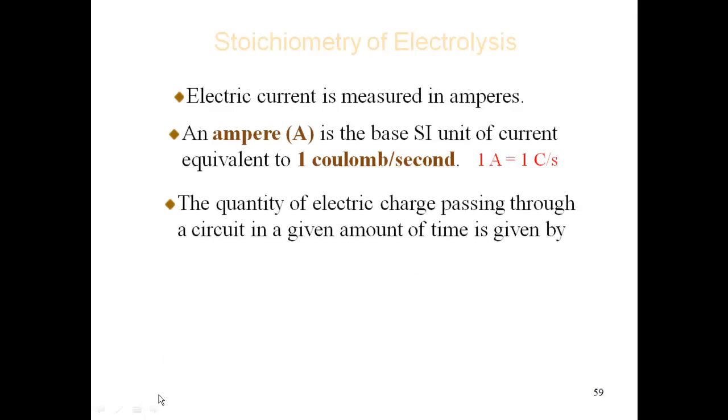The quantity of electric charge passing through a circuit in a given amount of time is given by the following equation. Your electric charge, meaning your coulombs, is equal to your electric current in amperage, or coulombs per second, times your time lapse, which has to be in seconds because we need the seconds to cancel out. So if we know the electric current and the time lapse, I can figure out how many coulombs are associated with that process. From there, we can go from coulombs to moles of electrons, and from there to the mass of the substance we're trying to calculate.